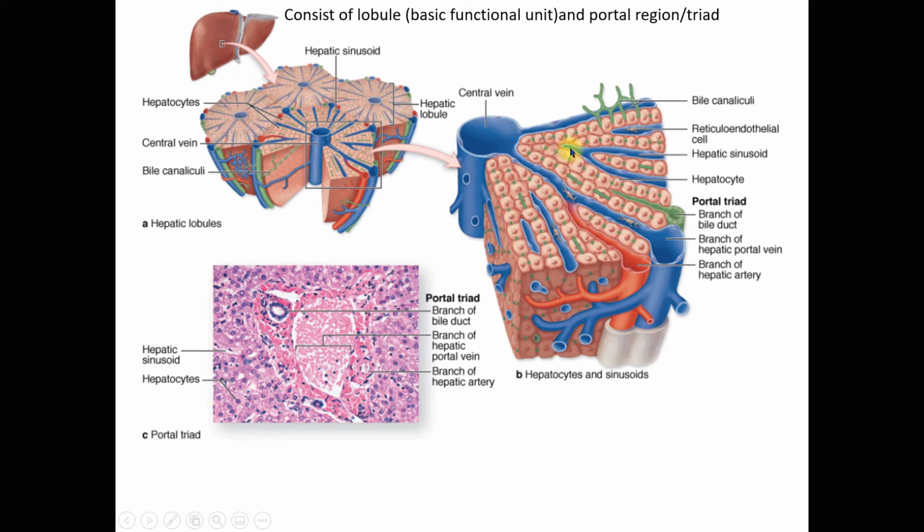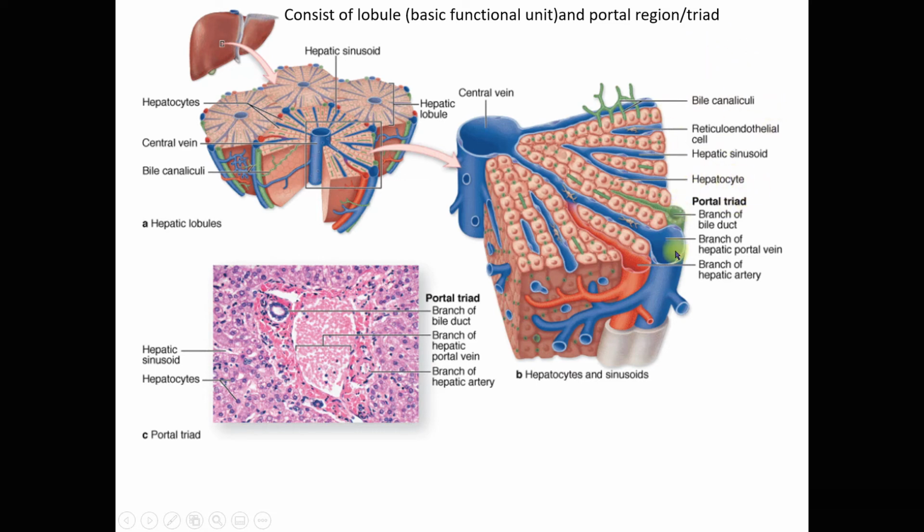Hepa means liver, cyte means cell. So these hepatocytes are the liver cells. You can see here so many hepatocytes. And then we have this sinusoid. So this is sinusoid as well. So this is what can be found in the lobules. There are some structures as well, but we go into that in the next slides.